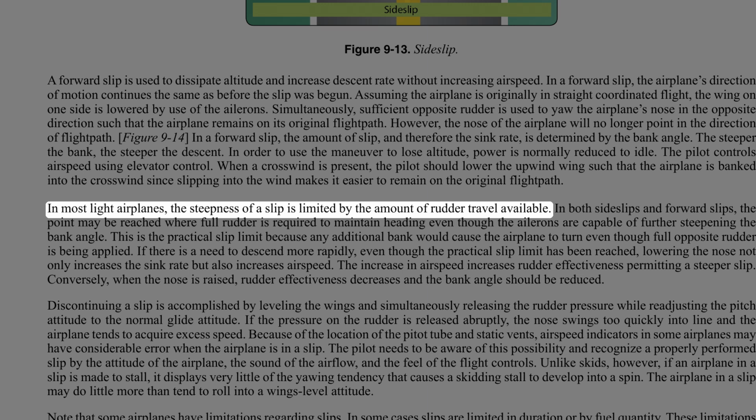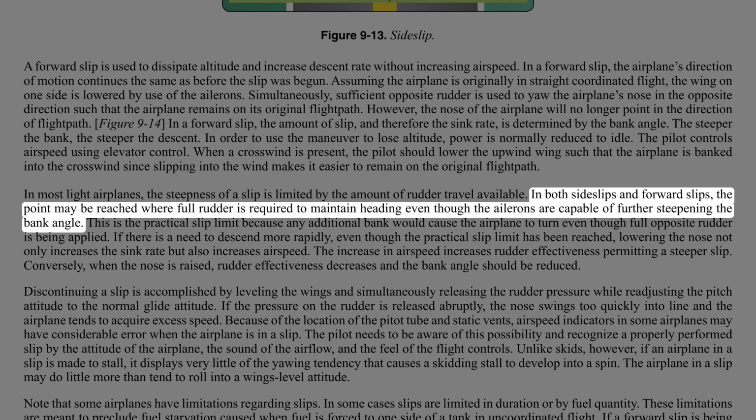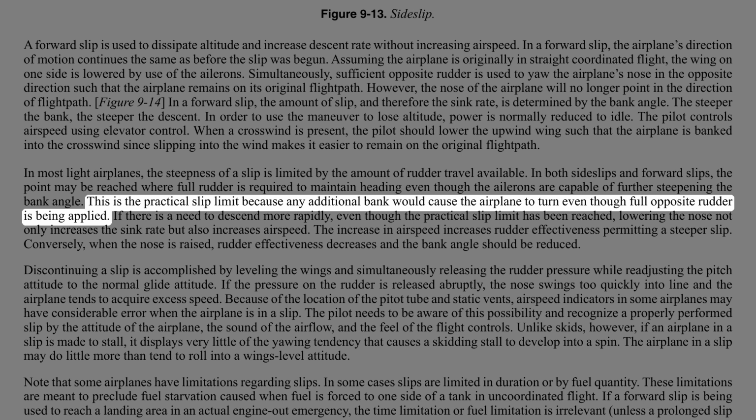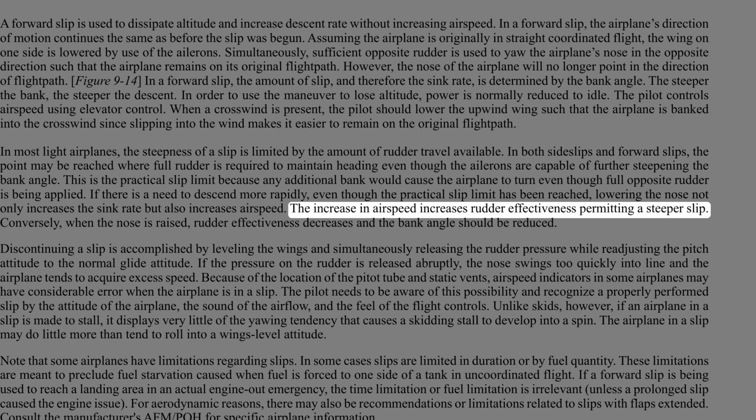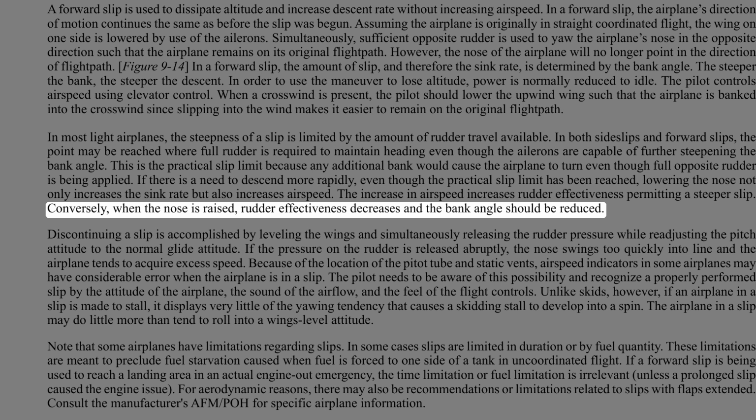In most light airplanes, the steepness of a slip is limited by the amount of rudder travel available. In both side slips and forward slips, the point may be reached where full rudder is required to maintain heading, even though the ailerons are capable of further steepening the bank angle. This is the practical slip limit because any additional bank would cause the airplane to turn even though full opposite rudder is being applied. If there is a need to descend more rapidly, even though the practical slip limit has been reached, lowering the nose not only increases the sink rate but also increases airspeed. The increase in airspeed increases rudder effectiveness, permitting a steeper slip. Conversely, when the nose is raised, rudder effectiveness decreases and the bank angle should be reduced.